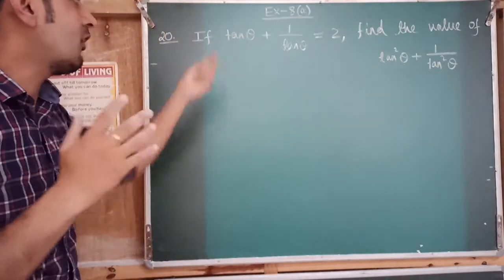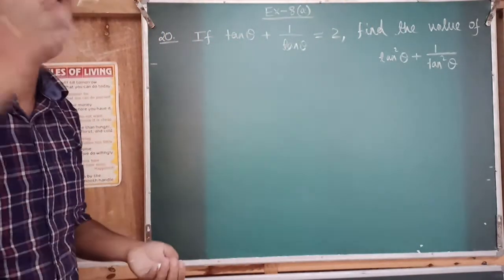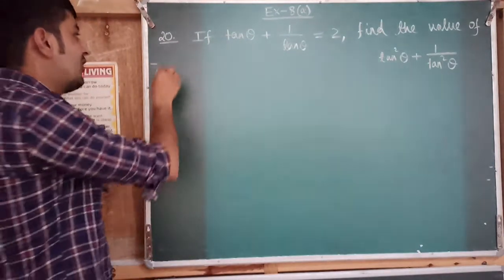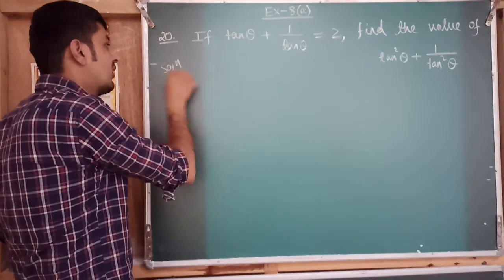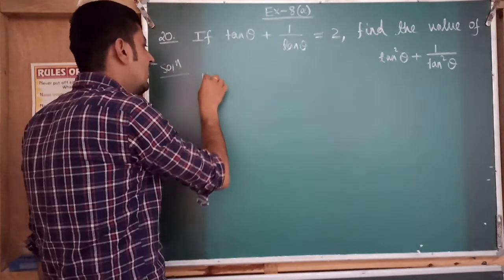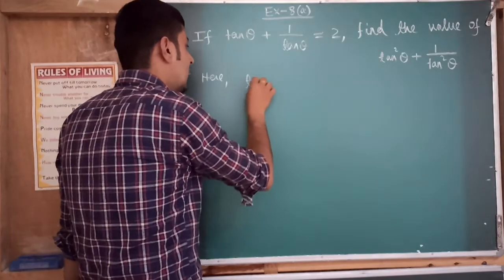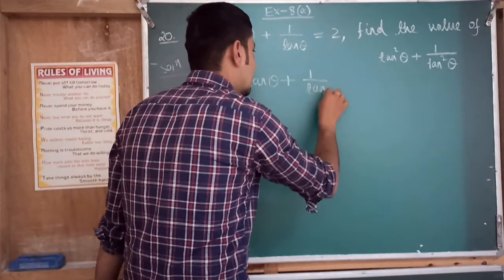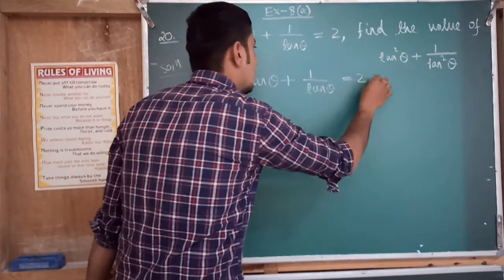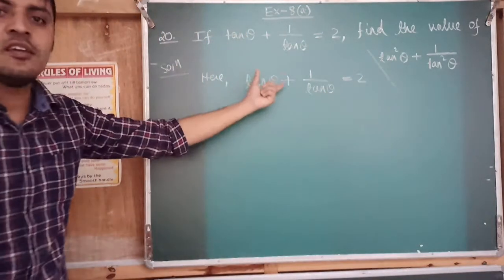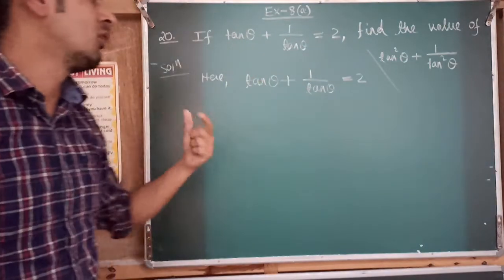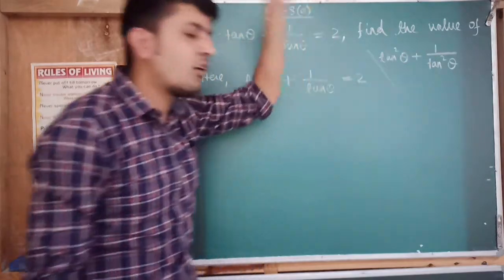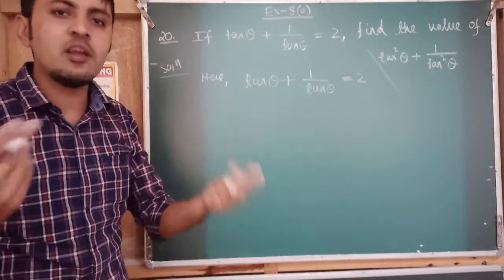So what is the main concept here? You have to do squaring both the sides. So let me show you the solution of this. Solution: you can see here what is given. It is given that tan theta plus 1 by tan theta is equal to 2. I have to get the square, so in order to get the square, what you will be doing is squaring both the sides.